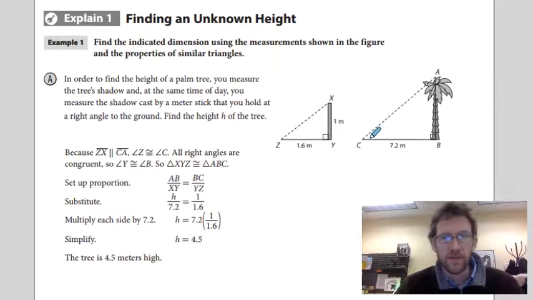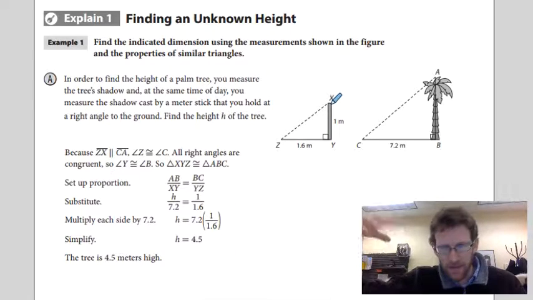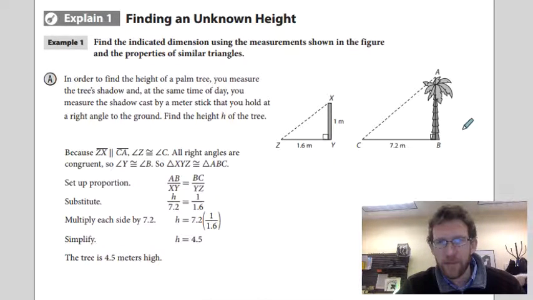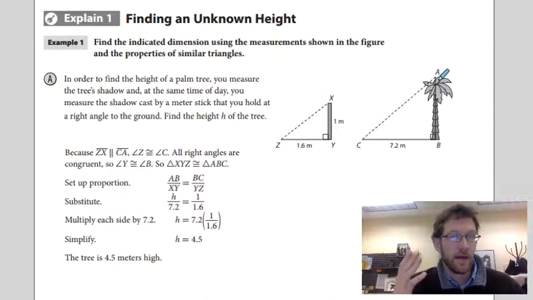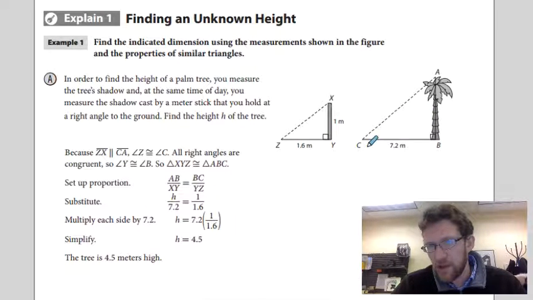The classic one here is shadows, right? The sun is far away and it comes from the same angle, at least for things that are close by. Therefore, the shadows will be proportional. So if there's a 1 meter tall stick in the ground that makes a shadow that is 1.6 meters long, and then a tree of unknown height that makes a shadow of 7.2 meters long, what is the height of the tree? The fact is that these two triangles here are similar, so therefore the sides are proportional.